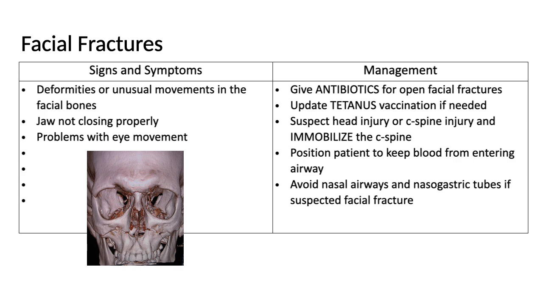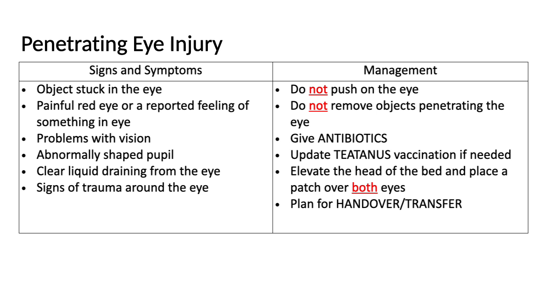The patient should be positioned appropriately to prevent blood from entering the airway. And in this patient, if you need to use an airway adjunct, you don't use a nasopharyngeal airway.